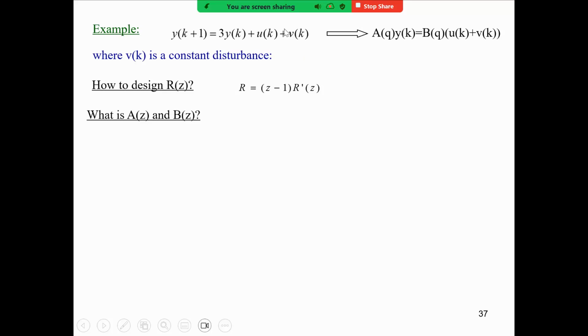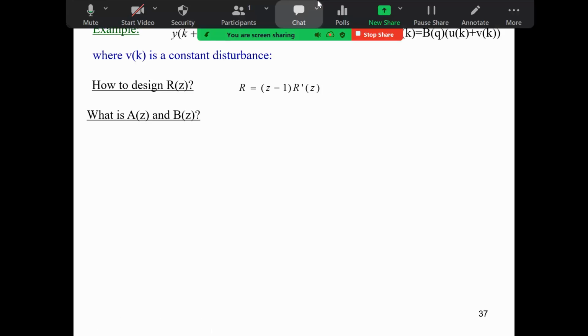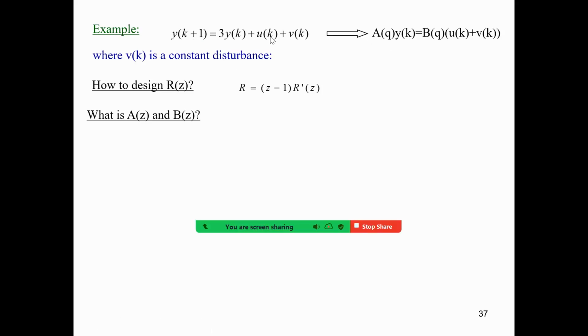Okay, for this problem, what is A and what is B? What is A? What is the transfer function? Look at the difference equation. Can you tell? What is A? Z minus 3, right? B is 1.